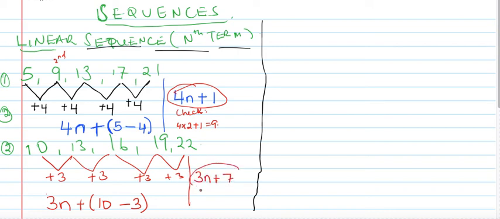Testing it, you can test the third term, 16. See if you can get 16. So 3 times 3 is 9, and then plus 7, you realize that you get 16. So this is how we solve linear sequences.